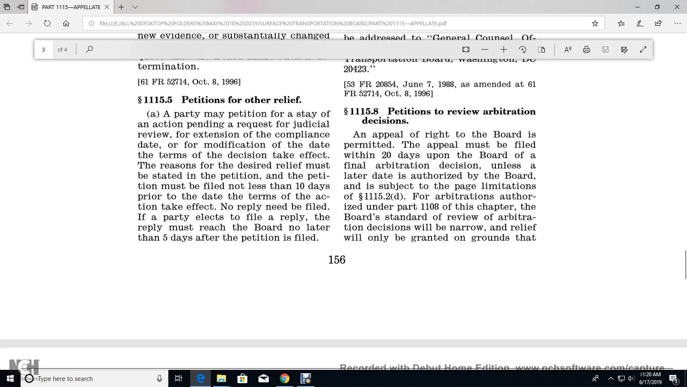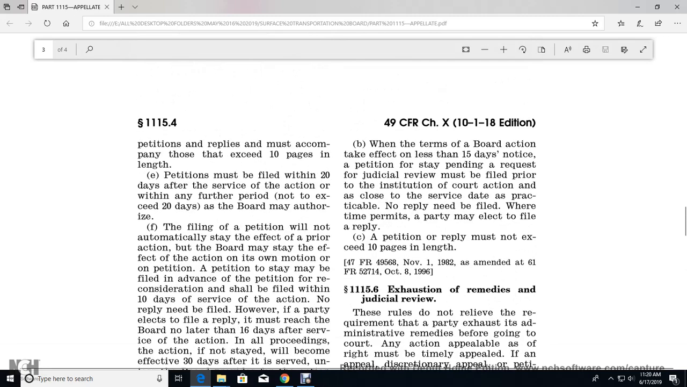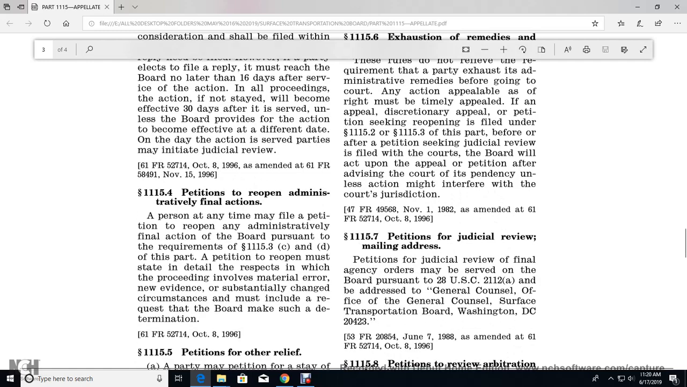Parties may elect to file a reply, but the reply must reach the board no later than 5 days after the petition is filed. When the board action becomes effective in less than 15 days, a petition for stay pending the request for judicial review must be filed with the board as soon as practicable, and no reply may be filed. A petition or reply must not exceed 10 pages in length.